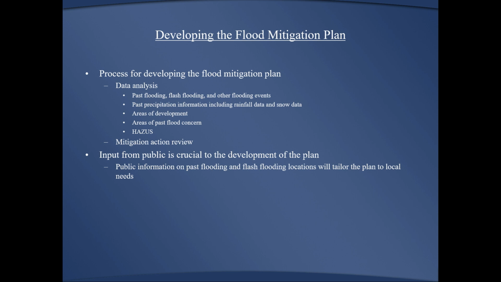One item we always like to cover here on this slide is that input from the public is crucial to the development of this plan. You have the most up-to-date info as to where specific flooding issues are occurring. You can tell us where, you can tell us what, you can tell us how, you can tell us what the magnitude is. So public information on past flooding and flash flooding locations will tailor the plan to meet your local needs as well as the needs of the county as a whole.